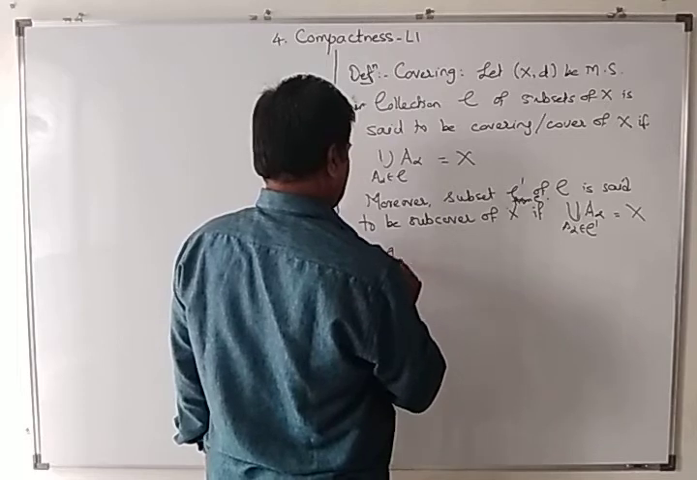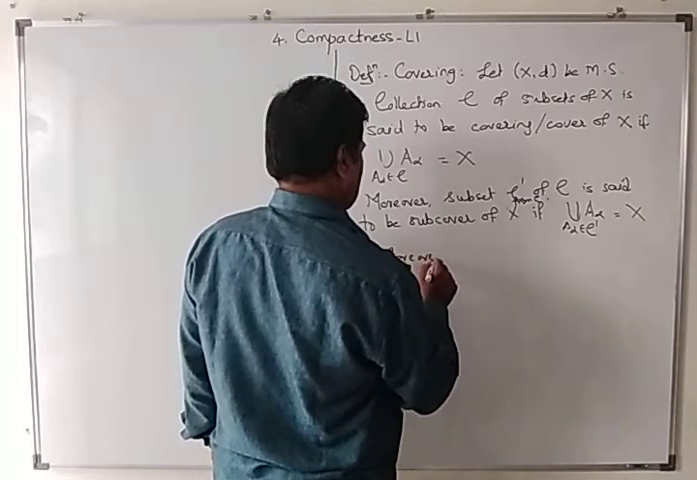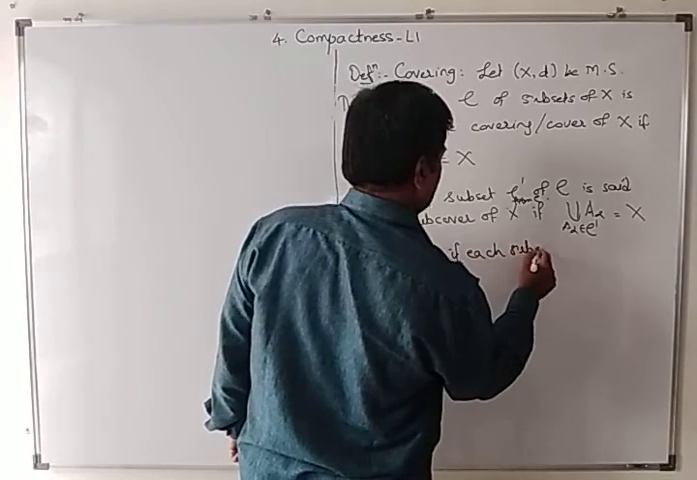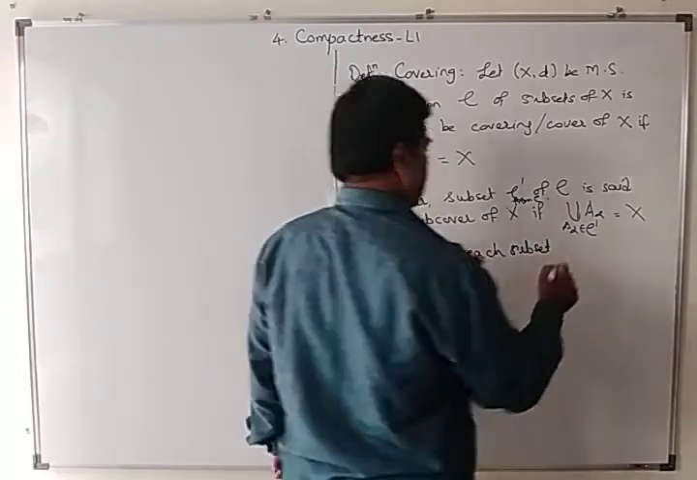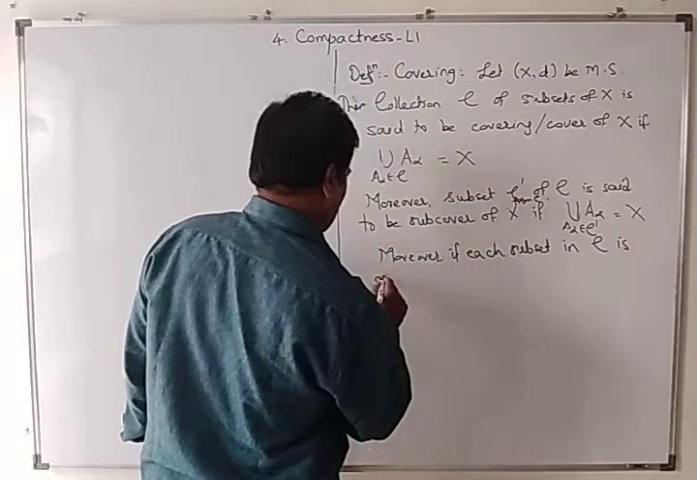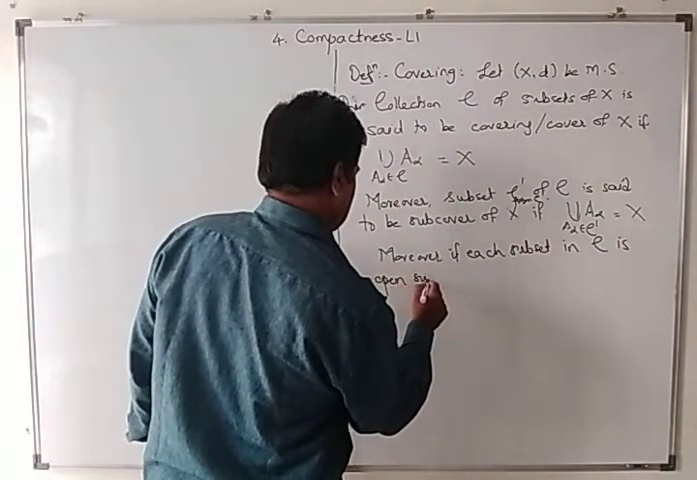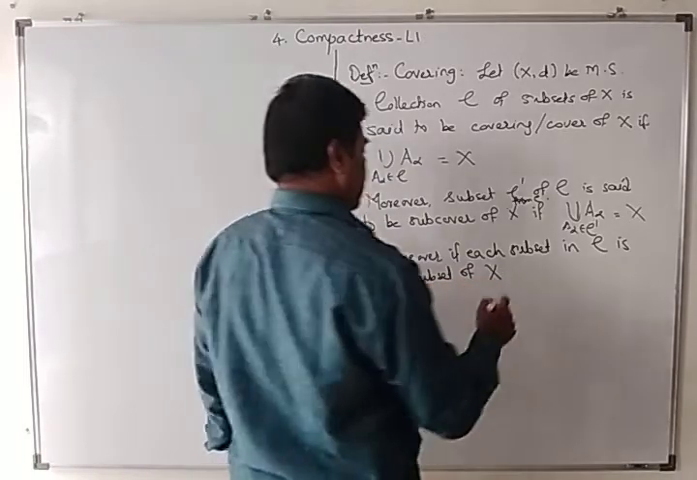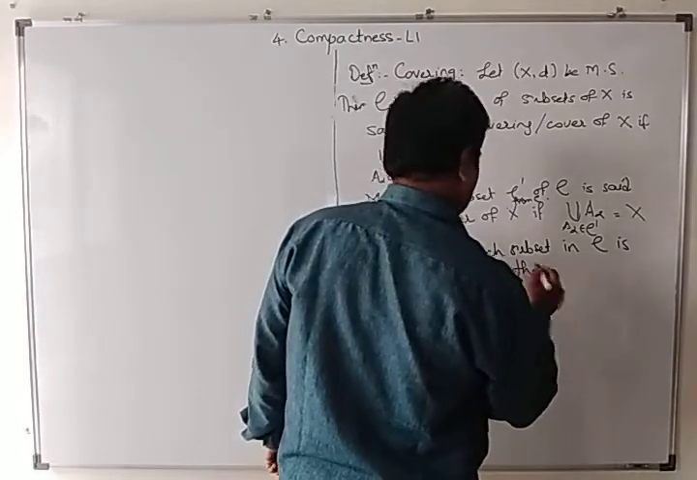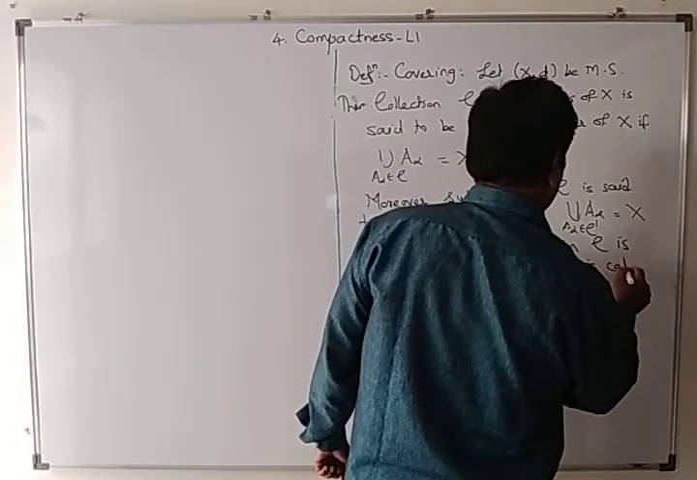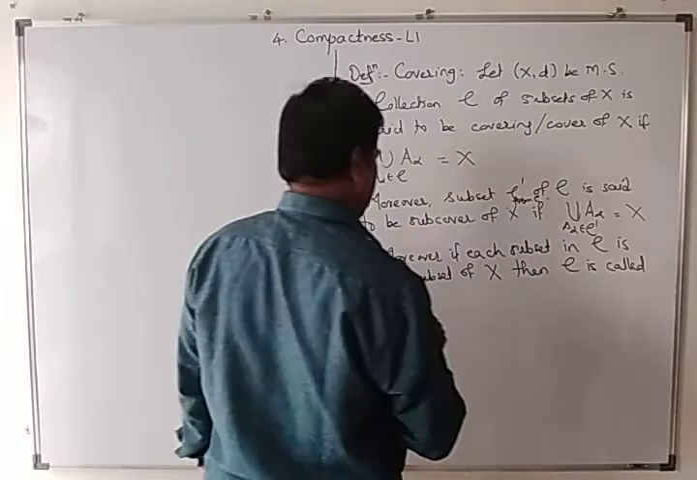Moreover, if every A alpha in C is an open subset of X, then C is called an open covering of X.